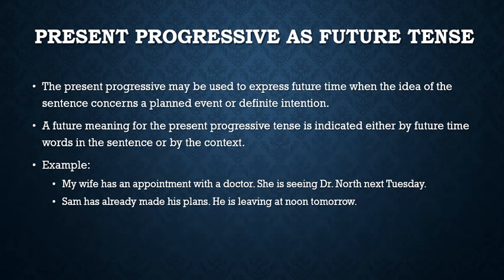Contoh kedua, Sam has already made his plan. Sudah di kalimat pertama dijelaskan, ada planned event-nya. Itu di kalimat pertama, Sam has already made his plan. So he is leaving at noon tomorrow. So we can use present progressive as future tense.